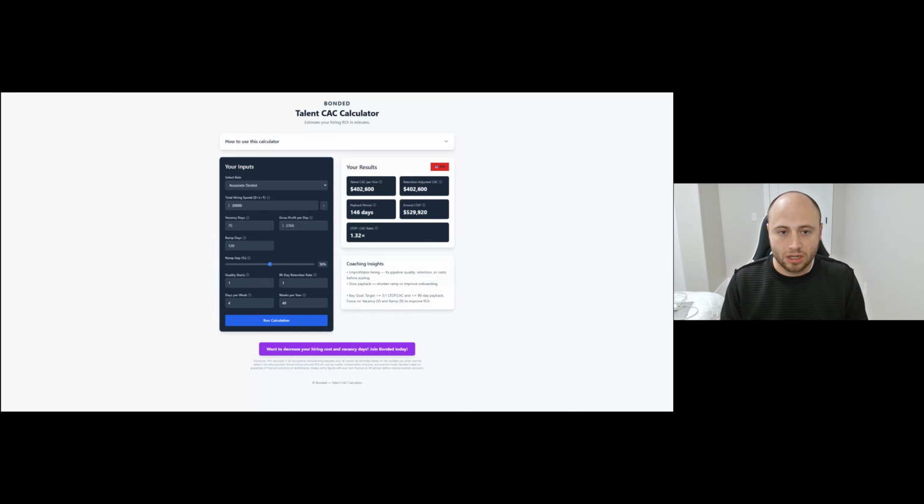Now, the cost to acquire calculator that we have built for you guys calculates the following: the cost to get one quality hire in a specific role divided by the number of quality hires. So the calculator breaks down real numbers and real things that you can put in. It breaks down your direct ad spend, which is kind of included with the internal labor, the tools and overhead such as HR software, assessments, background checks, and all the things like that.